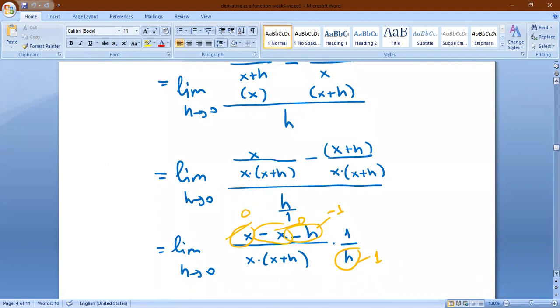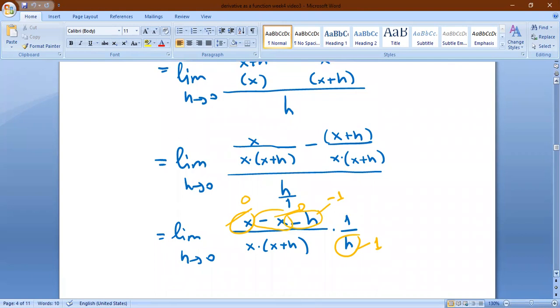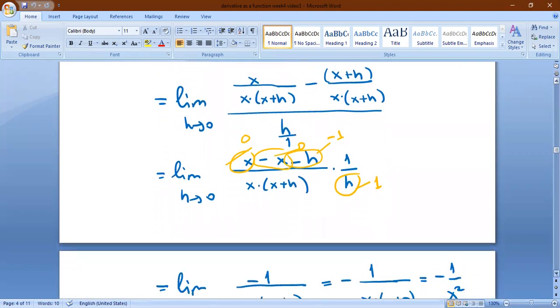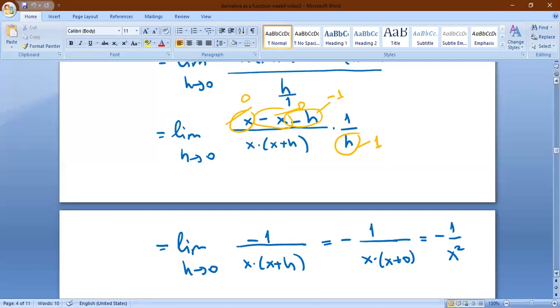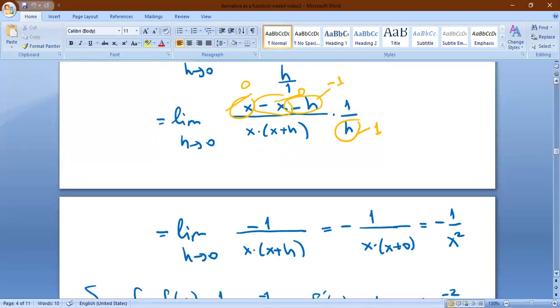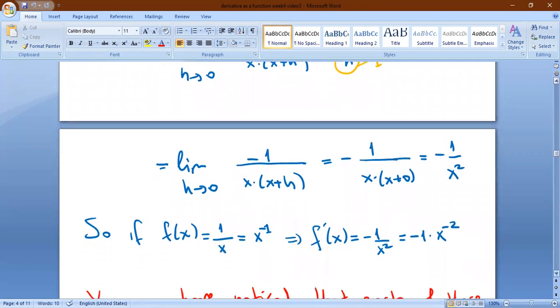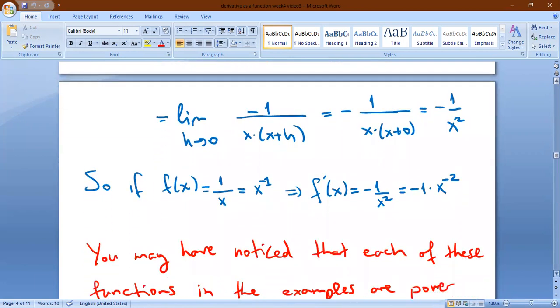So we will have minus h on the top, and then there is a division by x times x plus h, and if we flip this h over 1 and multiply, we are going to have times 1 over h also. So x minus x cancels, and then this minus h and h also simplify. Minus h will simplify to minus 1, and the h on the bottom will simplify to 1. Then when we take the limit of this expression as h goes to 0, we will have minus 1 over x squared. So if the function is 1 over x, then its derivative is minus 1 over x squared.